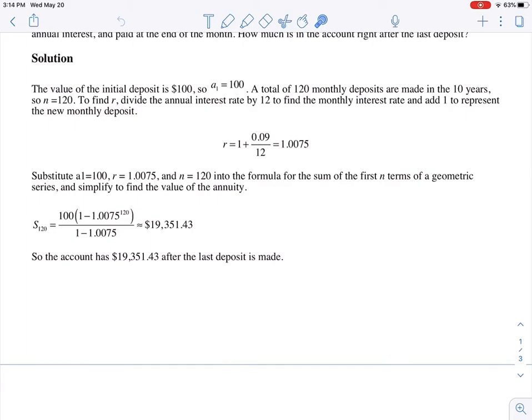Take a look at it. You put in $100 a month for 120 months, and we end up with $19,000. Not too bad. Let's take a look at how I'm working with it.